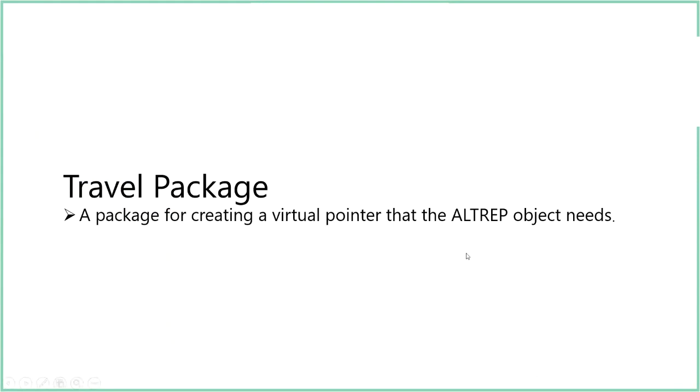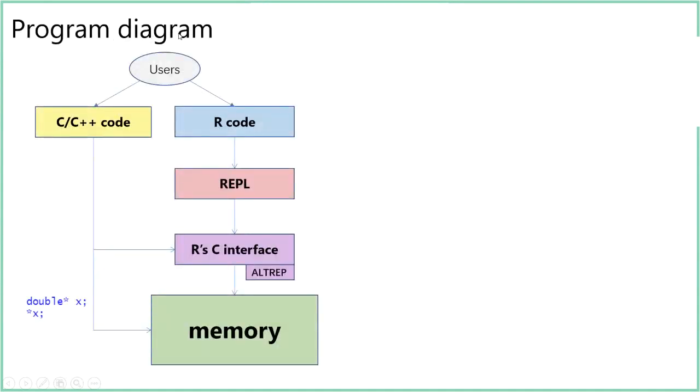And how can we make that possible? So now let's go back to the program diagram. It's the same diagram now, and we are told that the C and the C++ code are a kind of low-level code. It is close to your hardware. And the pointer is clearly one of the core concepts of the C language. It actually stores the address of the data in memory.